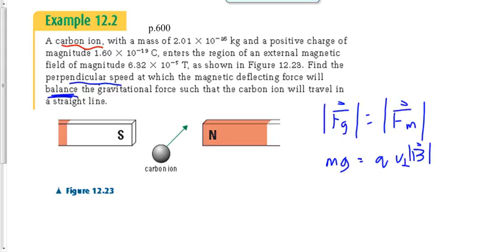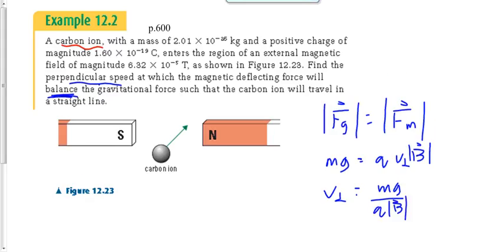What are we looking for here? The perpendicular speed. So let's rearrange that to solve for the perpendicular speed, V subscript upside down t, whatever you want to call that. In other words, V perpendicular is equal to mg over qB.